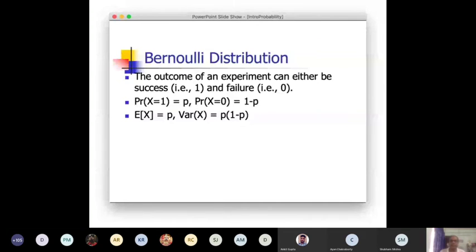Similarly, the variance of x you can also find out. It is P into 1 minus P. Okay, is it clear?